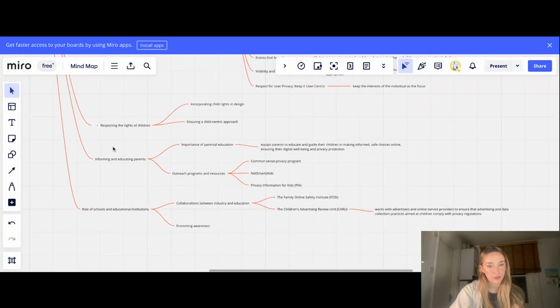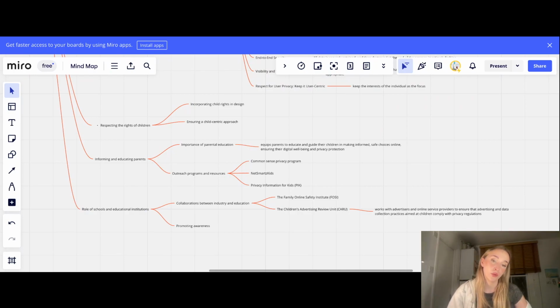So respecting the rights of children, incorporating child rights in design. As we mentioned, those previous 4 child rights that are some of the most important to keep in mind. Ensuring a child-centric approach. Informing and educating parents, so the importance of parental education. It equips parents to educate and guide their children, making informed, safe choices online, ensuring their digital well-being and privacy protection. Outreach programs and resources.